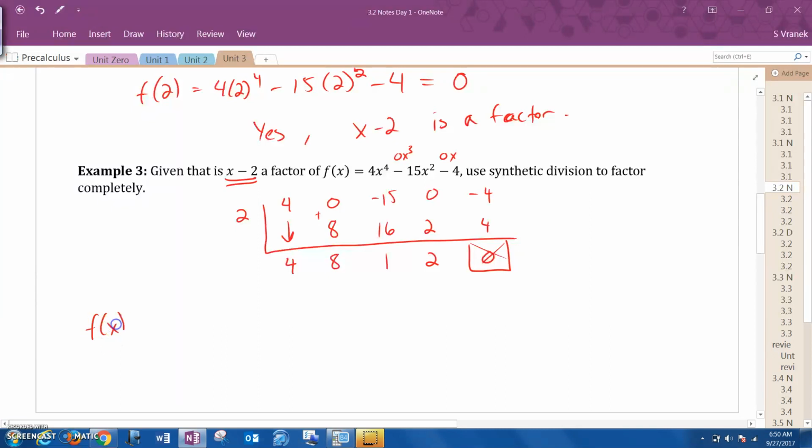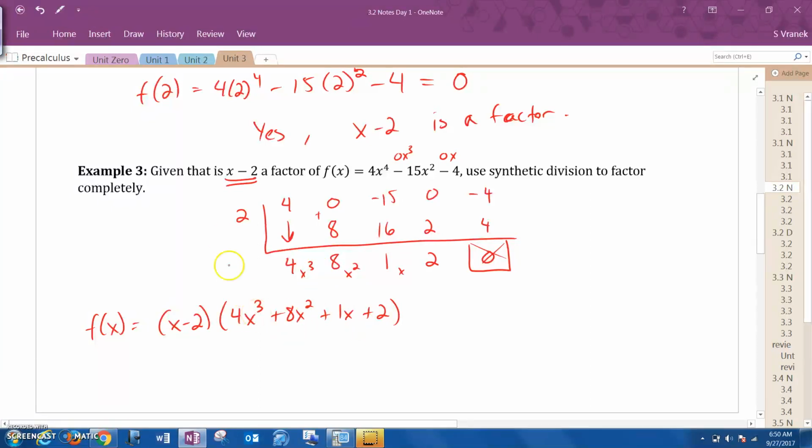So what we just said was that we divided by this factor, so now that factor is factored out, and we're left with these. Now, these numbers correspond to the powers that are 1 below where it started. So this is now an x cubed, x squared, x, and a number. So we have 4x cubed plus 8x squared plus 1x plus 2. Now, we don't know if this is completely factored yet because now I have this piece to look at.